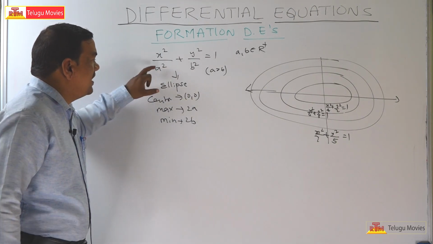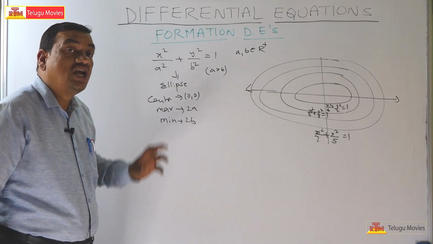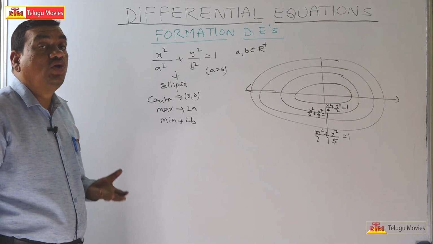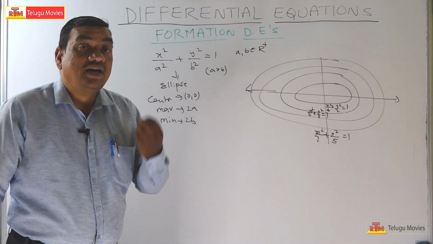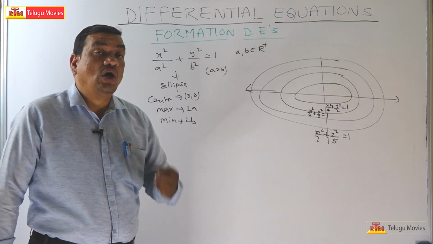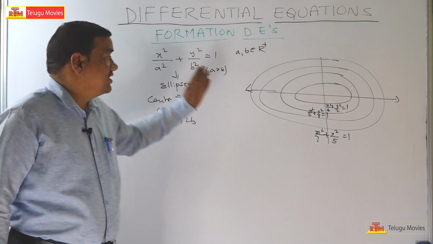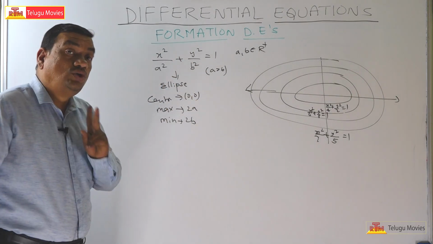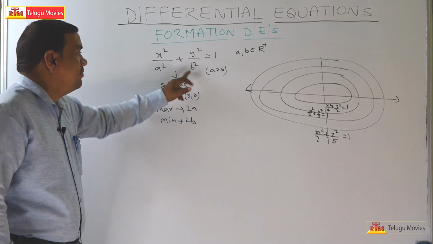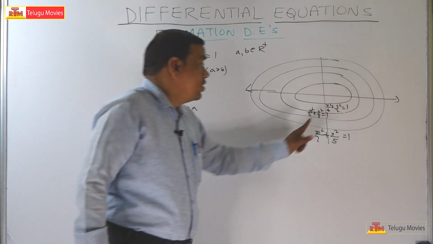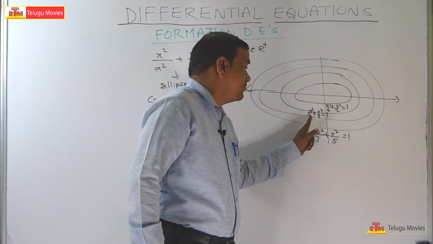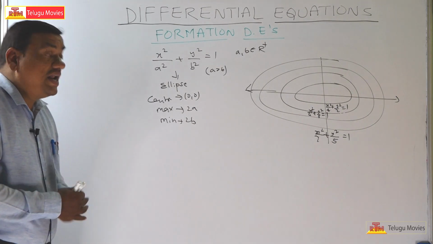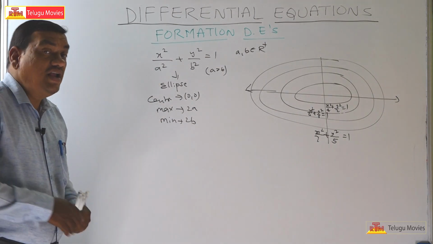To do this, what you have to do is eliminate these arbitrary constants a and b. Okay. How is it possible? It is possible only with the help of differentiation. So, remember that here a and b are two arbitrary constants, while 4 is a constant, 2 is a constant, 6 is a constant, 5 is a constant. Let us eliminate a and b by differentiation.